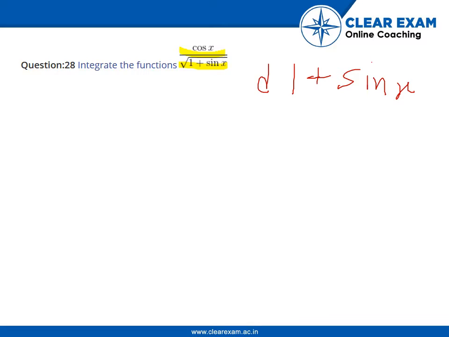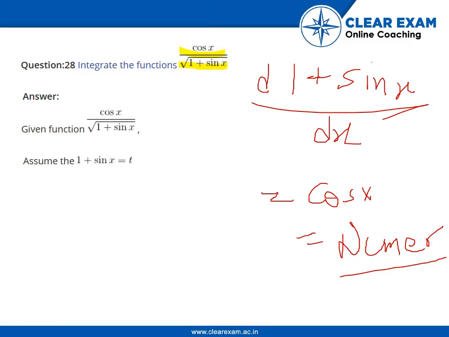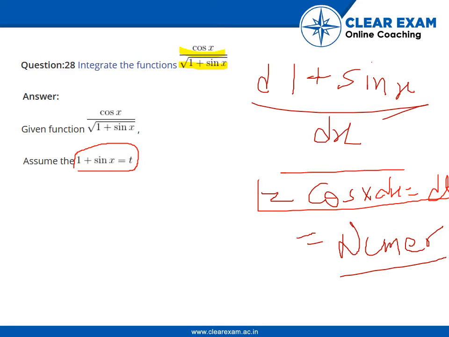If we differentiate it with respect to x, we get cos x, that is equal to the numerator. So we can see that this is a question of substitution in integrations. Let us see the first step. Our first step is that we write 1 plus sin x is equal to t, and then we differentiate it on both sides. So we get cos x dx is equal to dt. This we get while differentiating it.